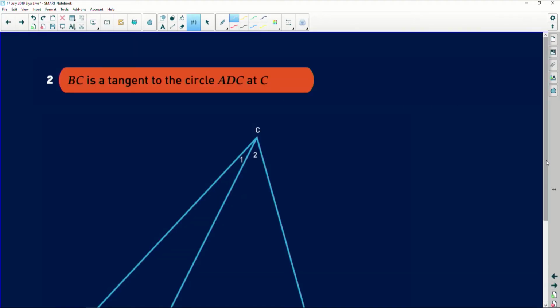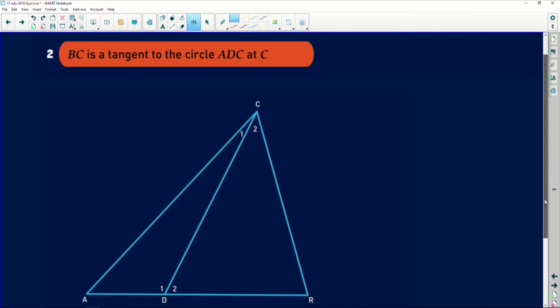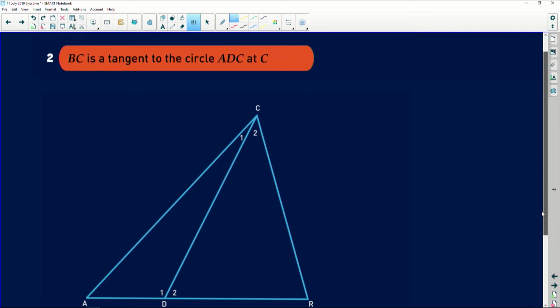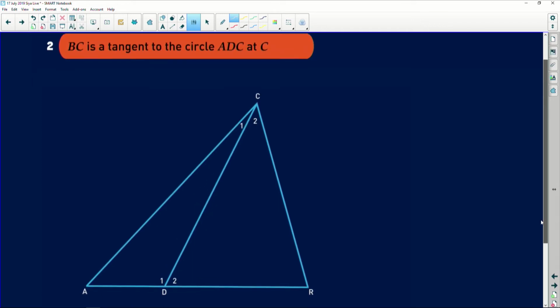I hope, Yanga, you are listening and you are hearing what I'm trying to say to you and everybody else at home. Now, the second question they are trying to say, prove that BC is a tangent to the circle ADC at C.